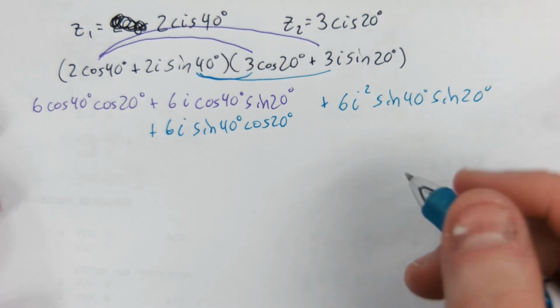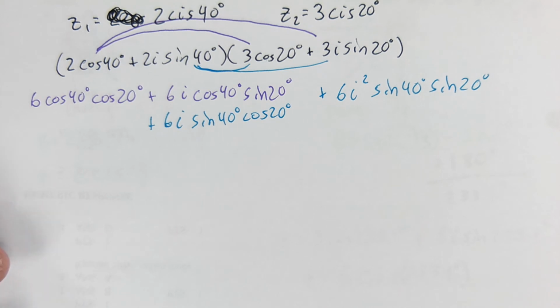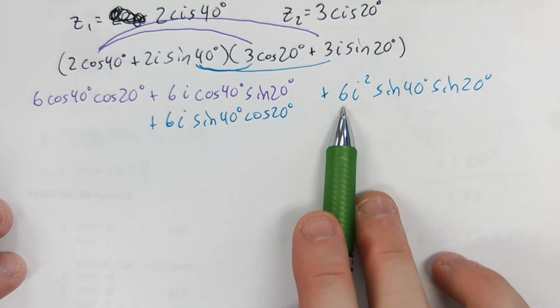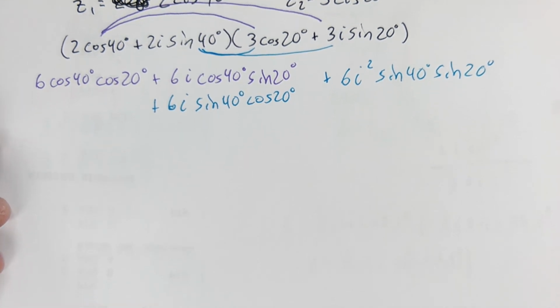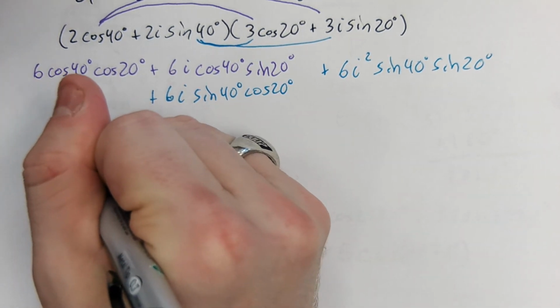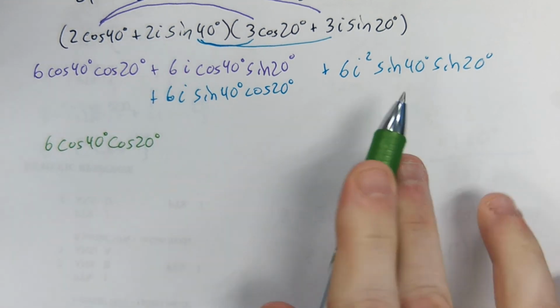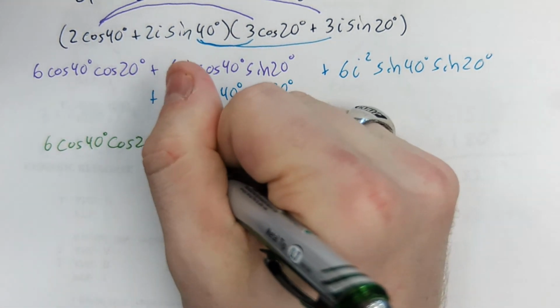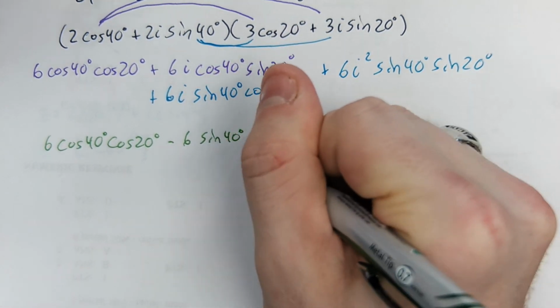Okay. So if you don't mind, I'm just going to write this in a different order since this is real now. Hey, pay attention back there. No, you're not. You're talking to Alex. I literally asked him. I just said I do mine. This guy. It's going to give us 6 cos 40 cos 20 minus 6 sine 40 sine 20.